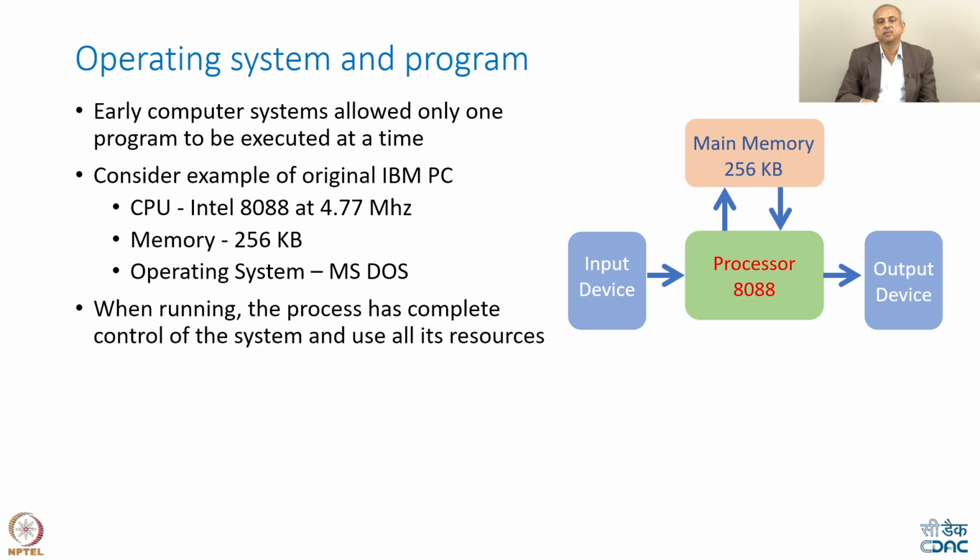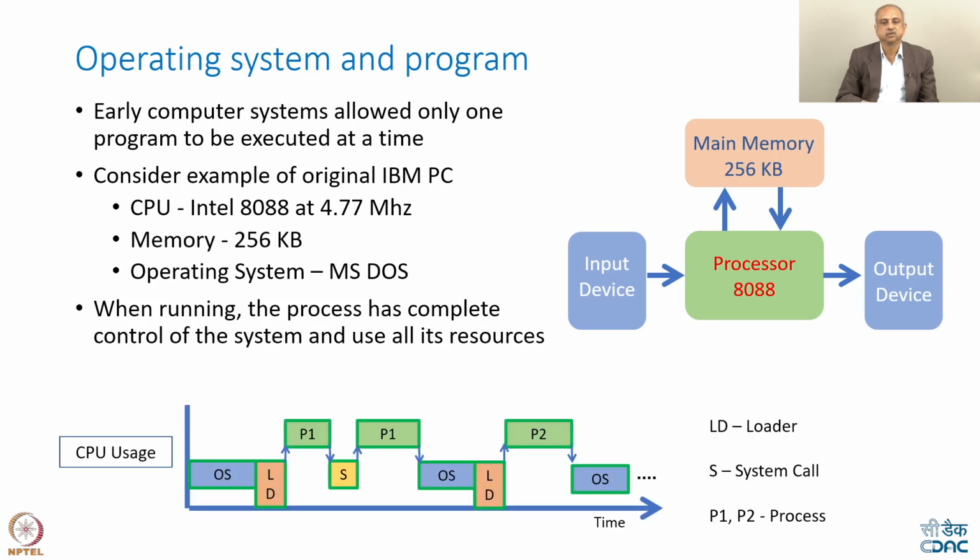So, when the program was running, the control to which was transferred by the operating system, the program had all the resources at its disposal, it had control over all the resources that were available. So, this diagram shows how it would work.